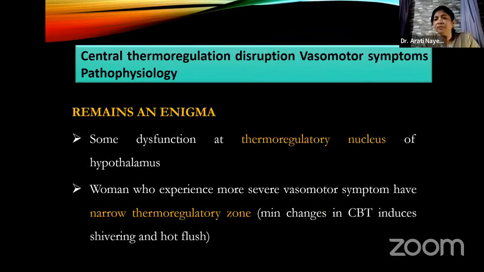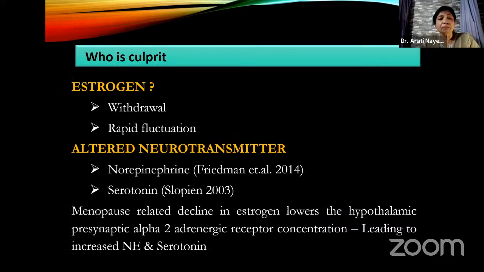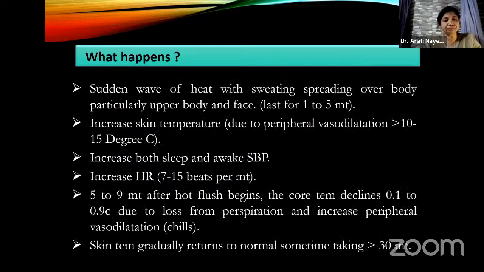One of the important features during menopause is vasomotor symptoms. The cause remains an enigma. There is some dysfunction at the thermoregulatory nucleus of the hypothalamus. Probably the estrogen withdrawal or rapid fluctuation of estrogen level is the culprit. Another thing is alteration of neurotransmitters, that is norepinephrine and serotonin, responsible for this vasomotor symptom.